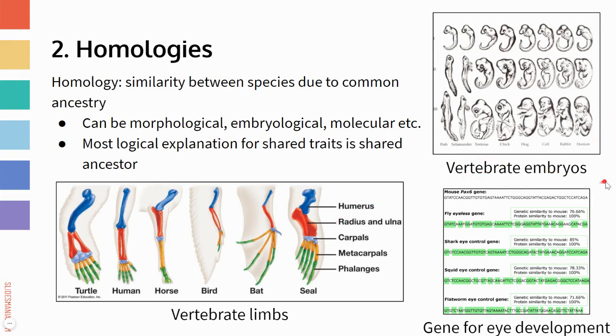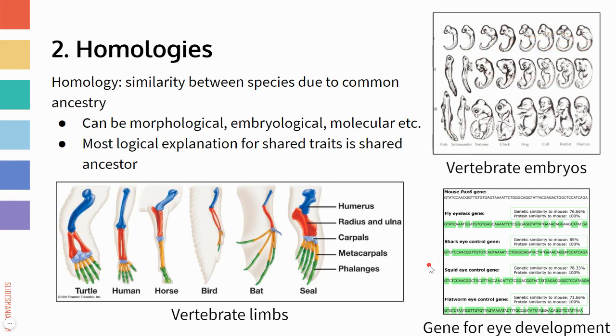We can also look at things like embryology. All vertebrates look the same at the beginning stages of development. Even humans have a tail and gills, which obviously we don't have once we're fully formed, but early on in development, because of the common molecular pathways that all vertebrates share, everything kind of looks the same in these early stages.